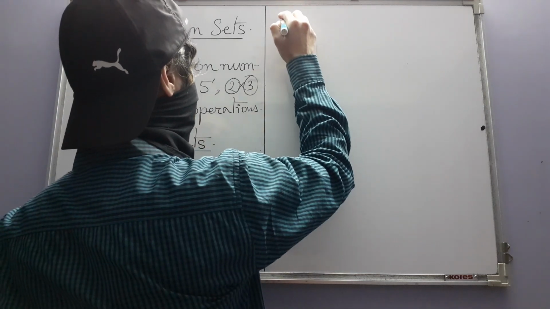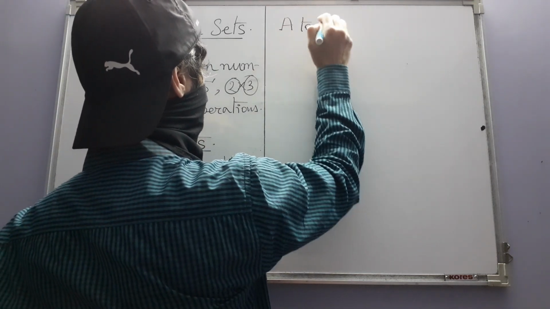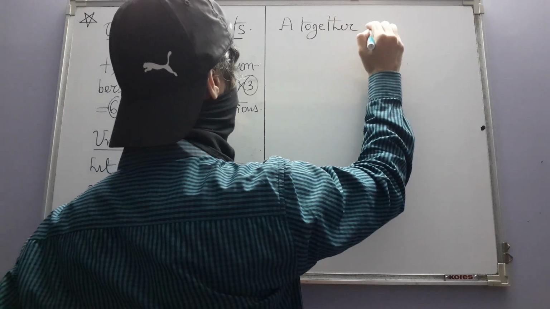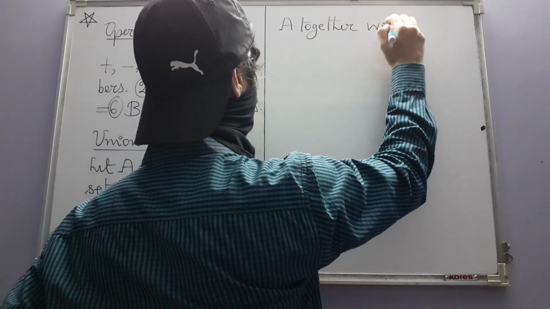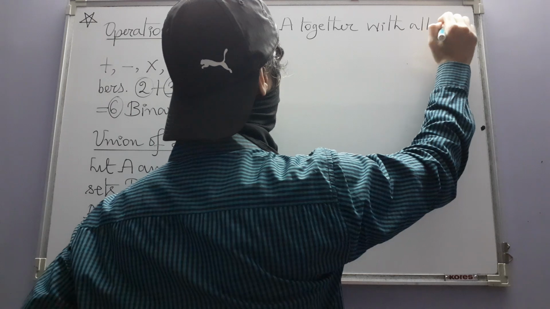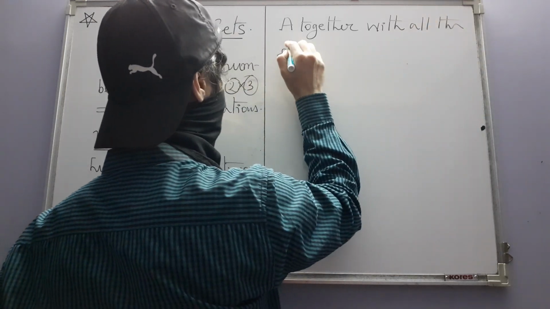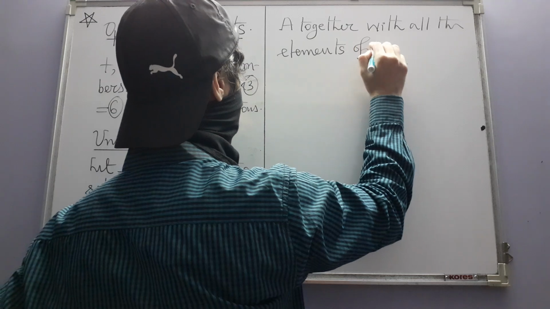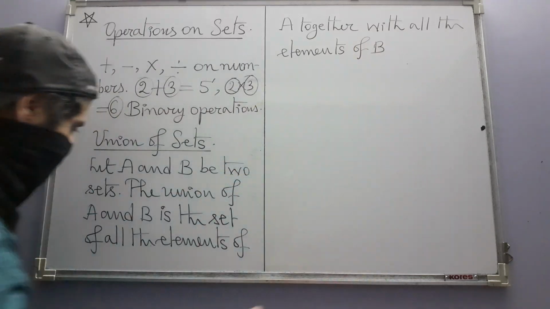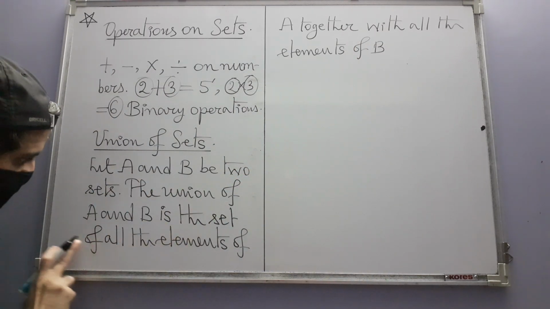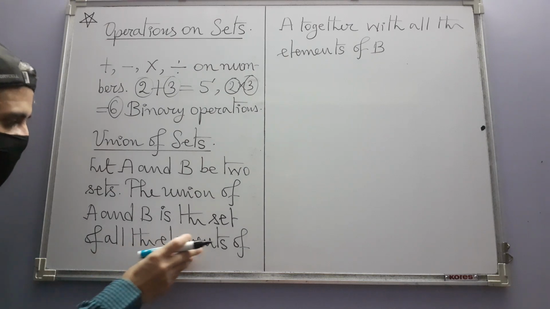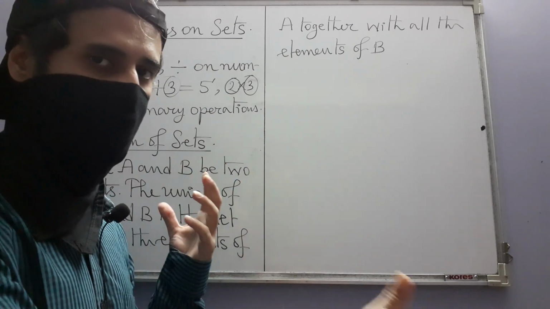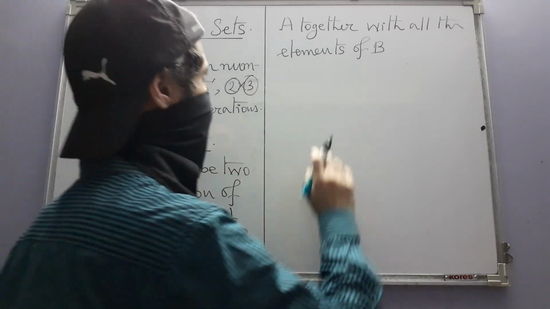All the elements of A together with all the elements of B. Have we written? Yeah, the union of A and B is the set of all the elements of A together with all the elements of B. It's a combination.